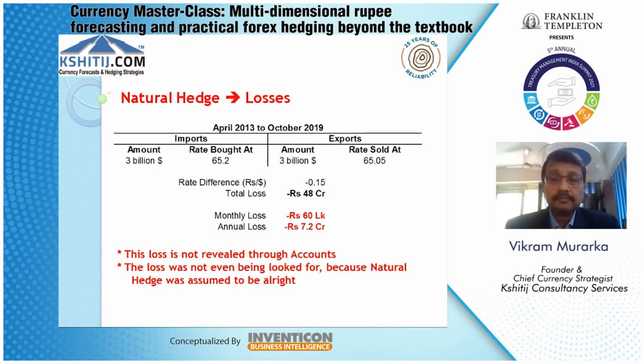Okay. So whatever forex profit loss is there will be there in accounts as forex profit loss, but the rate difference between what we paid for our imports and what we paid for our exports, that doesn't come up. Okay, so we find that in natural hedges there is a good chance of losses. This is for 6.5 years. This is real data.